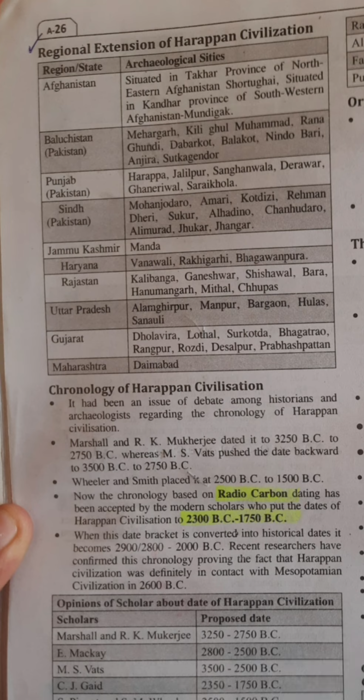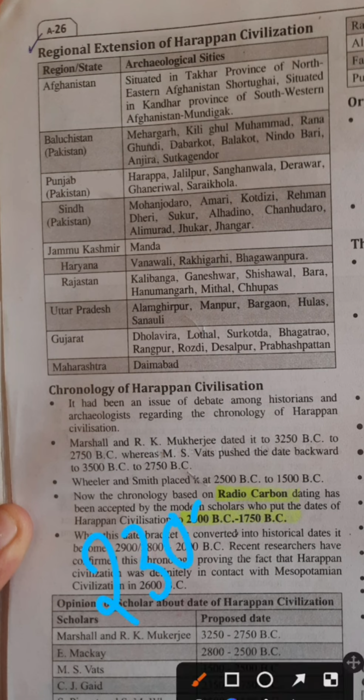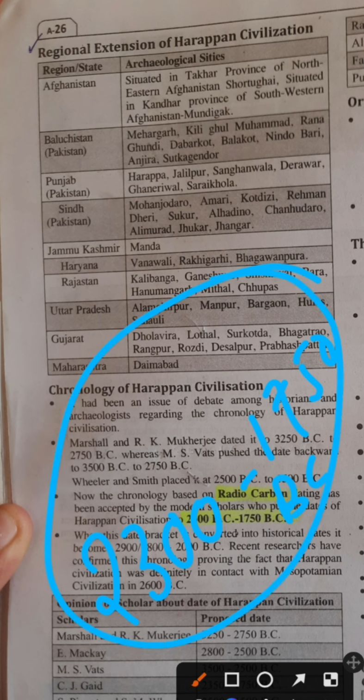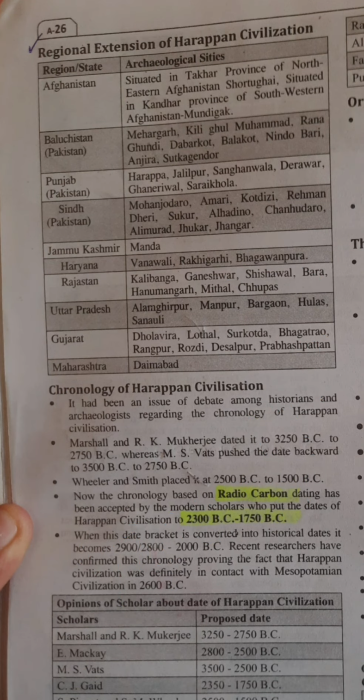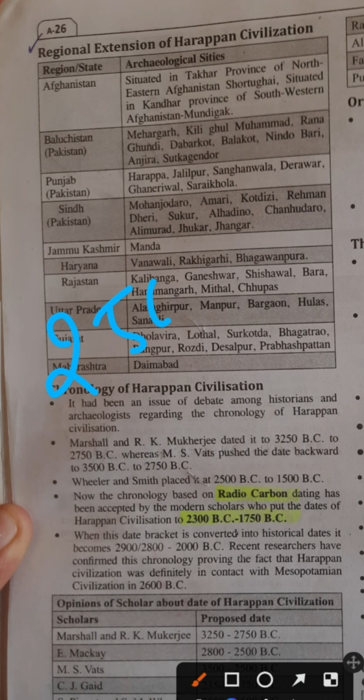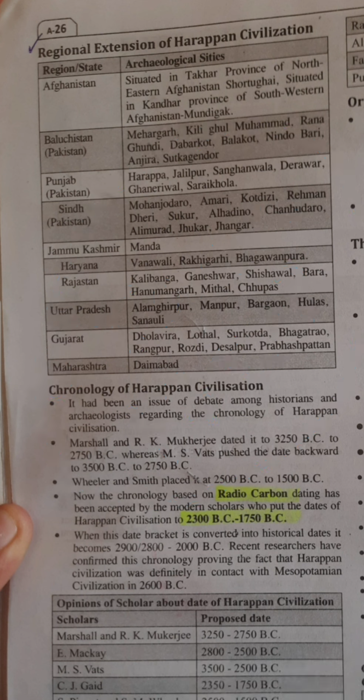And the chronology based on radiocarbon dating has been accepted by modern scholars, who put the dates of Harappan civilization between 2300 BC to 1750 BC, and this is the perfect date of Indus Valley civilization. The other date is 2500 BC to 1750 BC. It is the most acceptable date of Indus Valley civilization.